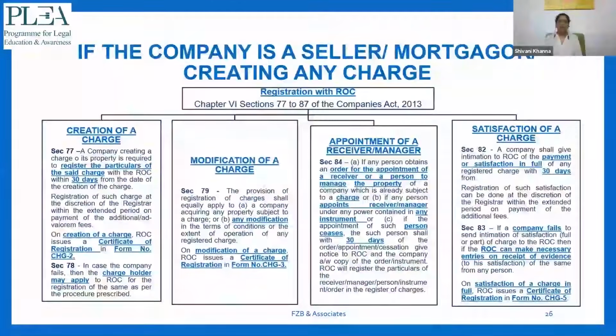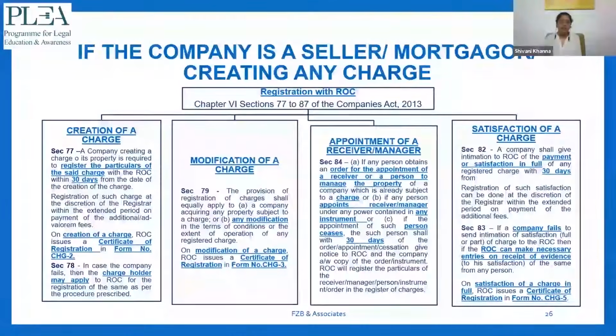Now we come to our next topic, that is the creation of charge by the company. Chapter 6, Sections 77 to 87 of the Companies Act 2013 states that whenever a company creates a charge or there is modification in the charge, for example, a company at the first instance created an exclusive charge in favor of ABC Bank, and then there is some further dealing and ABC Bank is ready to share the charge on pari passu basis with XYZ Bank.